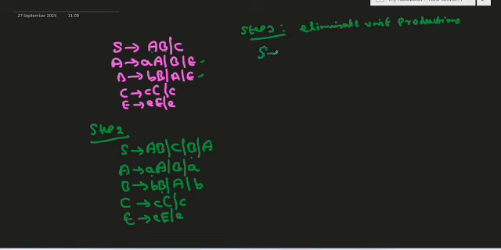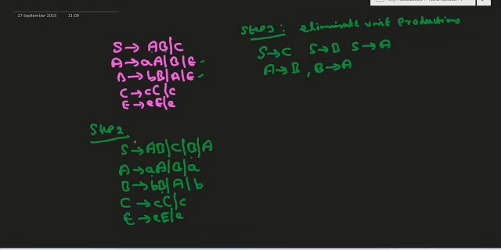S tends to C is a unit production. S tends to B is a unit production. S tends to A is a unit production in the first level. Then A tends to B is a unit production, and B tends to A is a unit production. So the rest of the things are okay. Now we have 5 unit productions, so we have to eliminate them. So how to eliminate them?